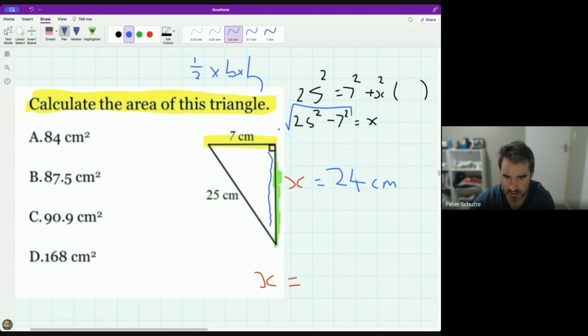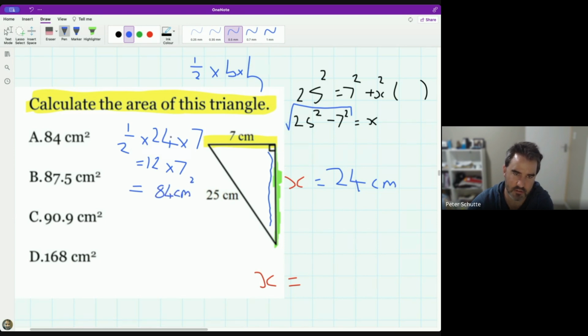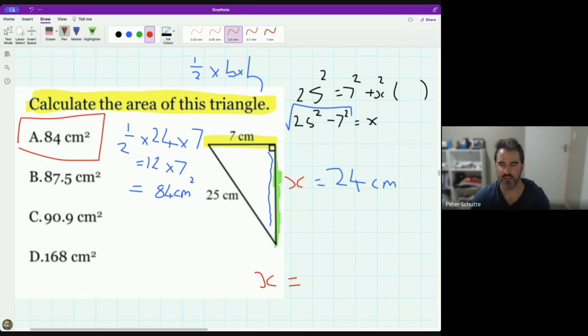So we have the base, so we go a half, and I'm going to say times 24, and then we're going to go times 7. Half of 24 is 12, so we've got 12 times 7, and 12 times 7 should be 84. And because it's an area, it's centimeters squared. So the correct answer is A.